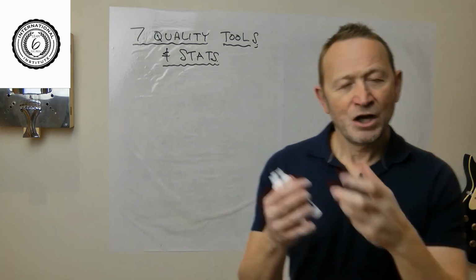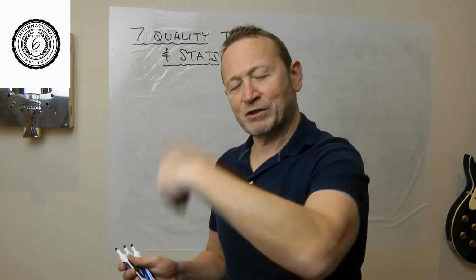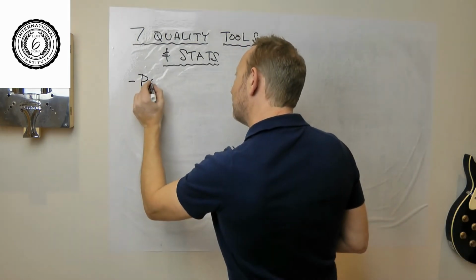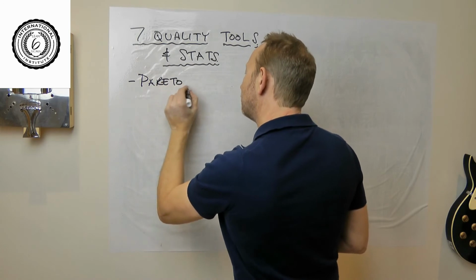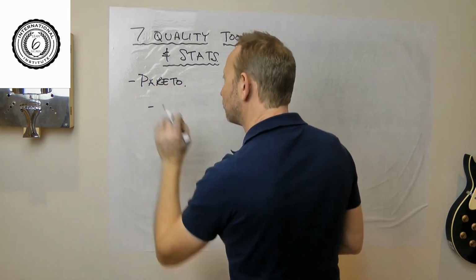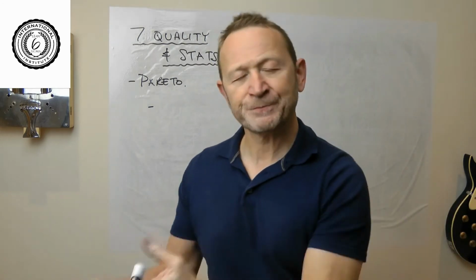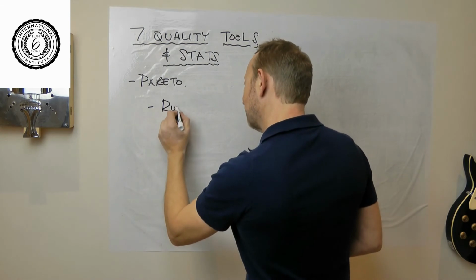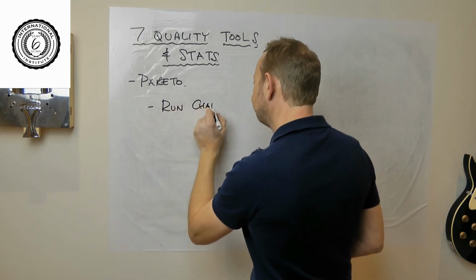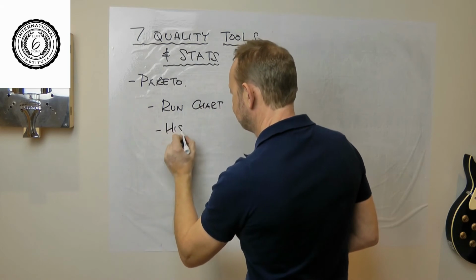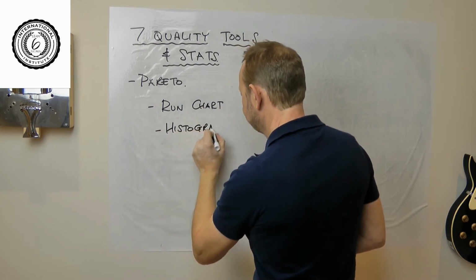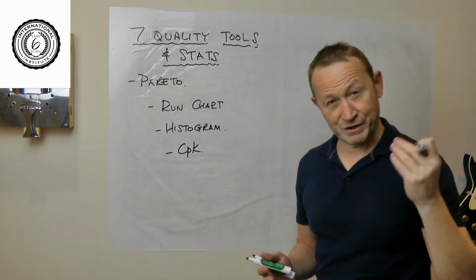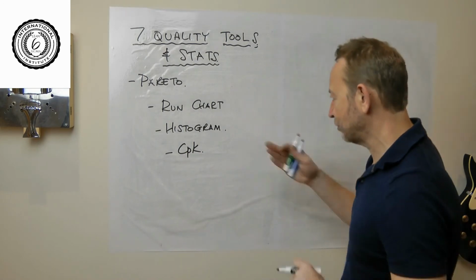Okay, so in a previous video I showed you the 7 quality tools and the order that I typically use them, and I think I said at the beginning I would typically start off with a Pareto. This would be the one that I would use in order to find the problem in the first place. Then once I've got the problem, I'm typically going to go run chart, histogram, CPK, and I always do those 3 with variable data. So run chart, histogram, CPK.